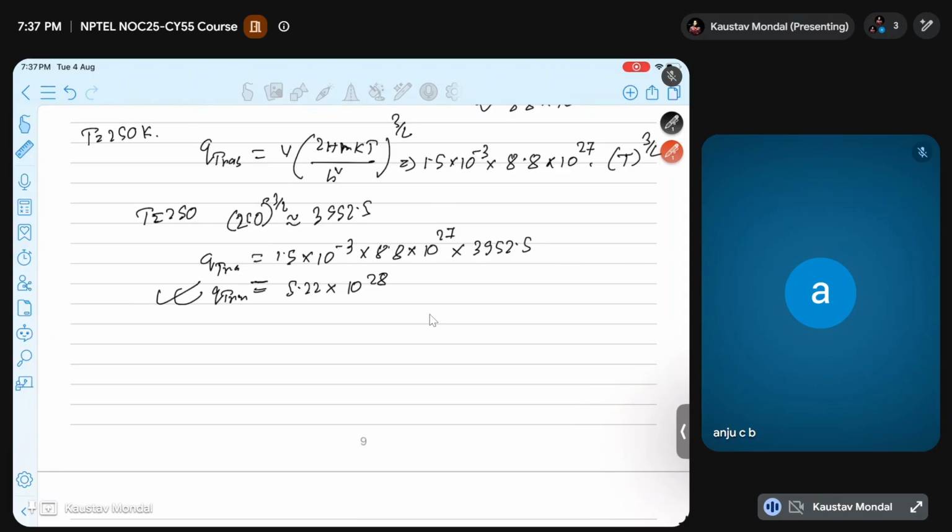So this is the translational partition function at 250 Kelvin. Now next we will calculate for 500 Kelvin, so T will be equal to 500 Kelvin.